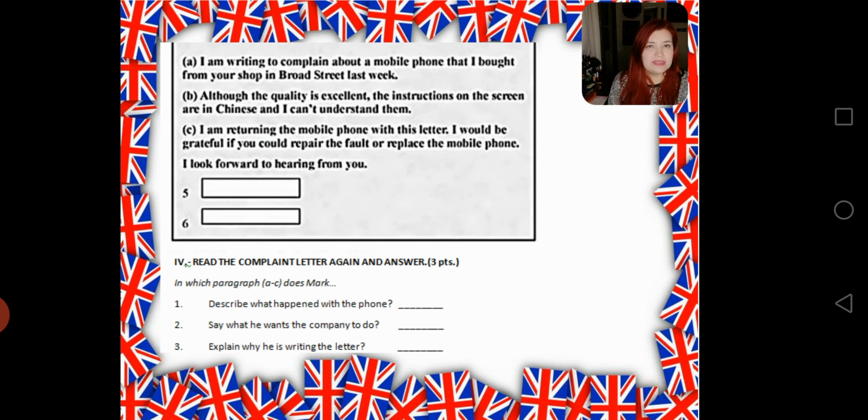The next exercise is about the same letter, but now this time I want you to comprehend the letter. So can you tell me in which paragraph A to C does Mark describe what happened in the phone? In paragraph A, B, or C? That's why it has letters there. In which paragraph say what he wants the company to do? And in which paragraph explain why he is writing the letter? So it's just for you to recognize all the parts.